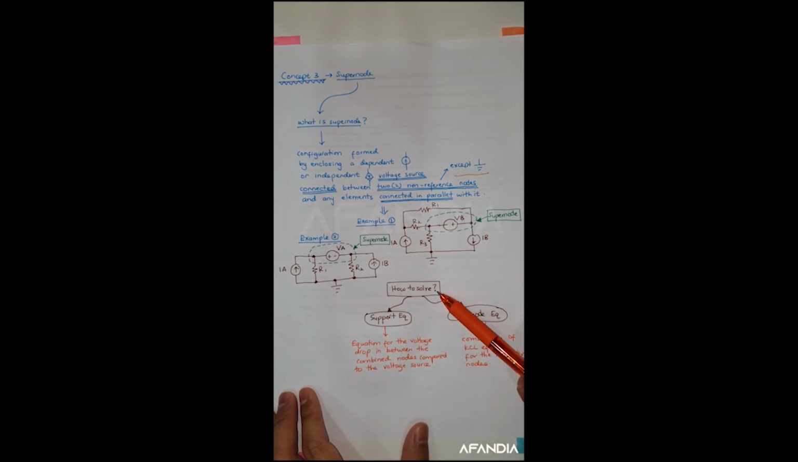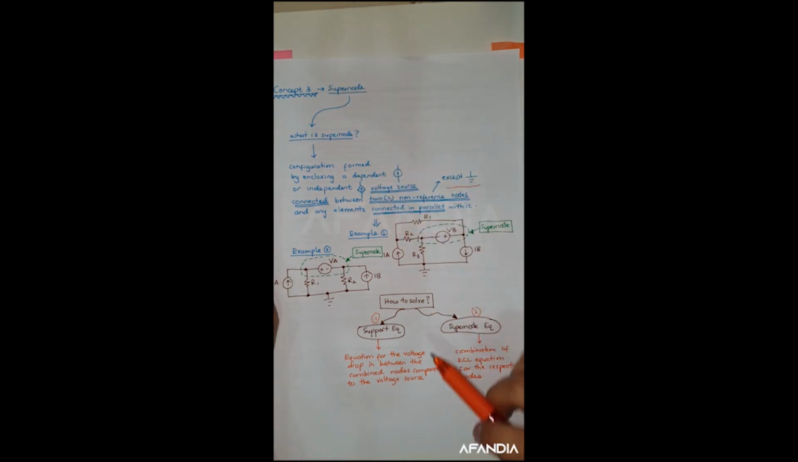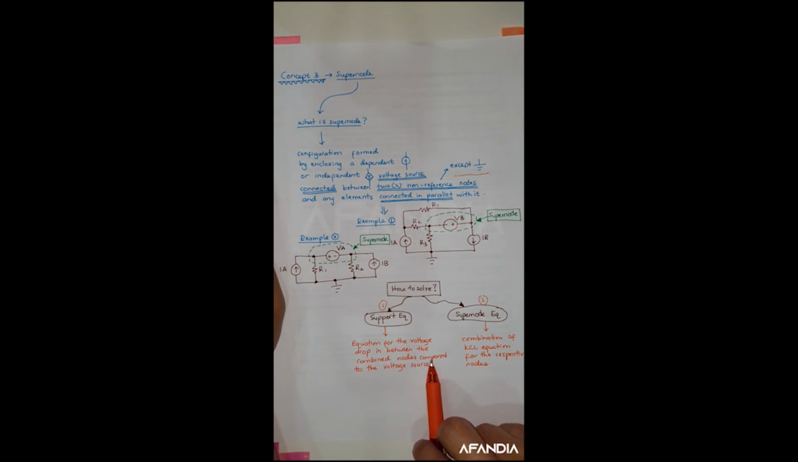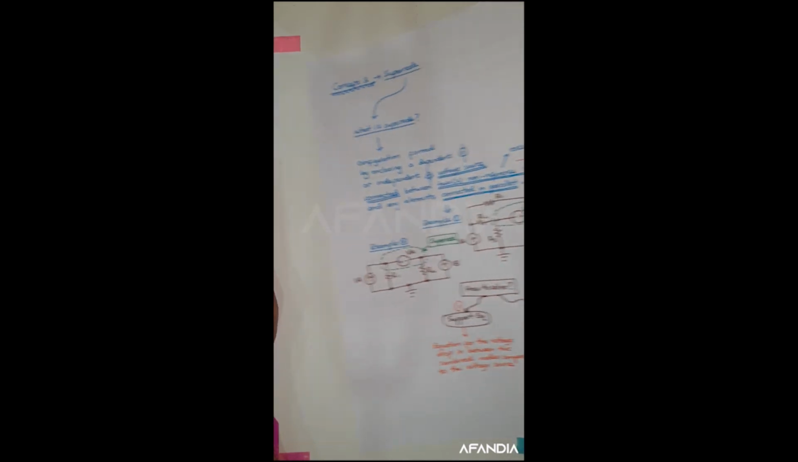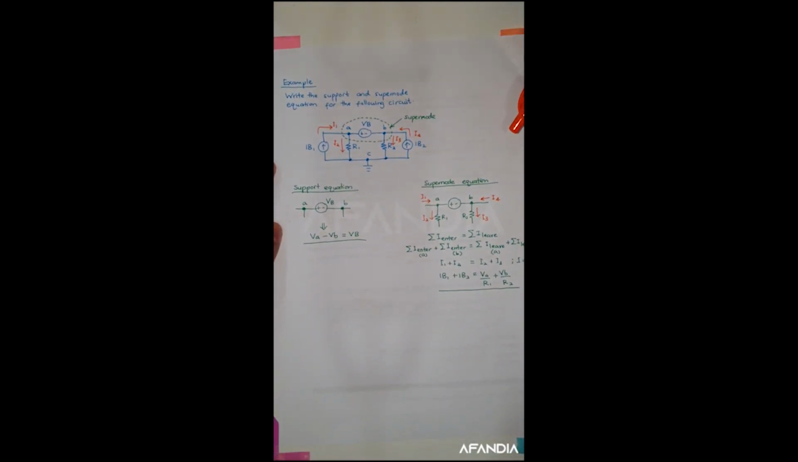Now, how are we going to solve any supernode circuit? We still need to use nodal analysis, but remember, we need to produce, number one, a support equation, and number two, a supernode equation. What is the support equation? The support equation is for the voltage drop between the combined nodes compared to the voltage source, while the supernode equation is a combination of KCL equations for the respective nodes.